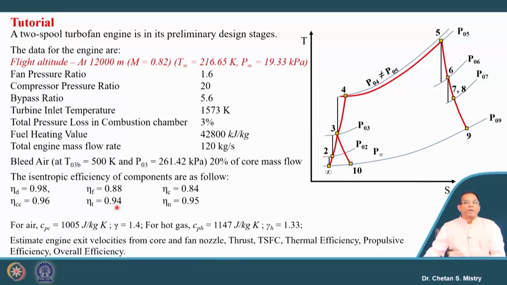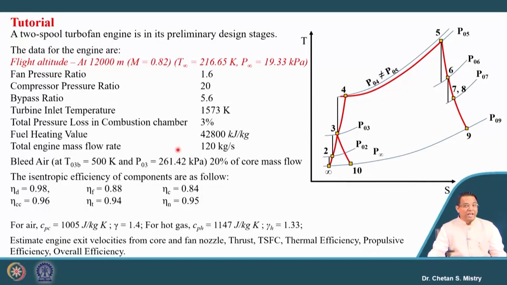Now, it says the bypass ratio is 5.6, turbine entry temperature is given as 1573 Kelvin, total pressure loss in the combustion chamber is 3%, and the heating value or calorific value of the fuel is 42,800 kilojoule per kg. The total mass flow rate to the engine is given as 120 kg per second. Be careful, this is not the core mass flow rate.